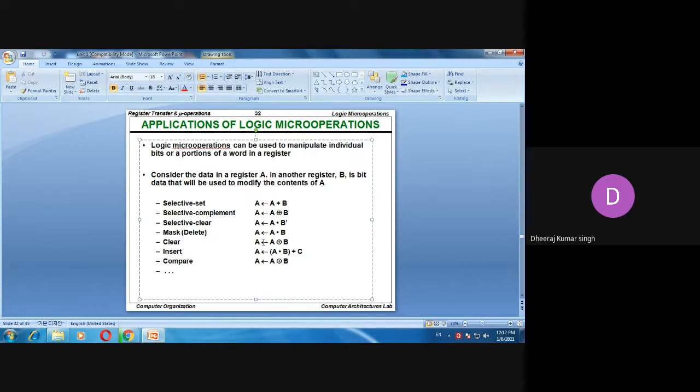The selective mask operation is represented as A assigned A AND B. The clear operation is A assigned A AND A exclusive OR B. The insert operation is A assigned A AND B OR C. The compare operation is A assigned A exclusive OR B. So all of these are the operations performed by the micro operations or via the registers.